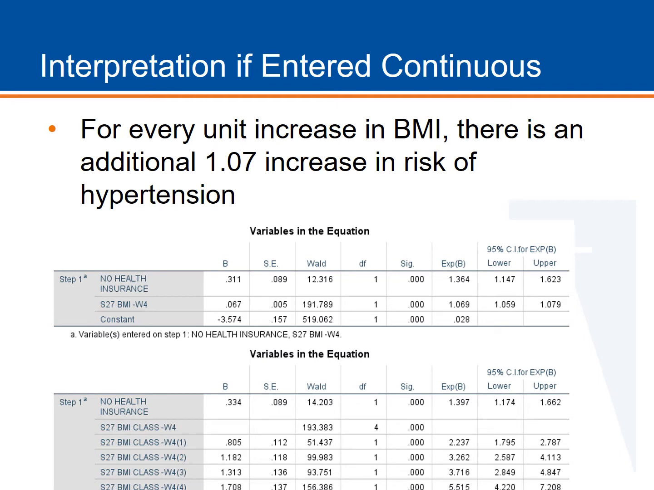Here, the interpretation would be that for every unit increase in BMI, there is a 1.07 increase in hypertension. But in the earlier model, we saw that the risk does not increase steadily, but jumps in the higher weight class categories, implying that BMI and high blood pressure are not linear in risk.